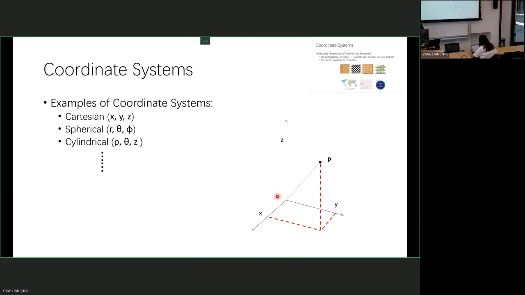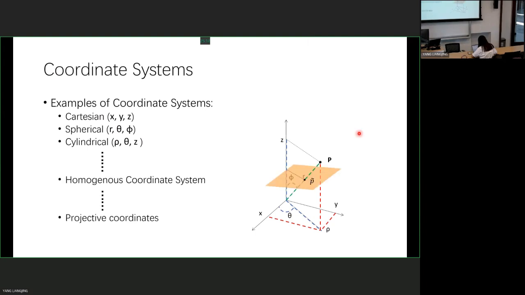So there is this Cartesian coordinate. There are also spherical coordinates. You see things like using r, theta, and phi. That means the angle, which direction is it facing, and the range or the distance away from the origin. And we have also cylindrical coordinate system.